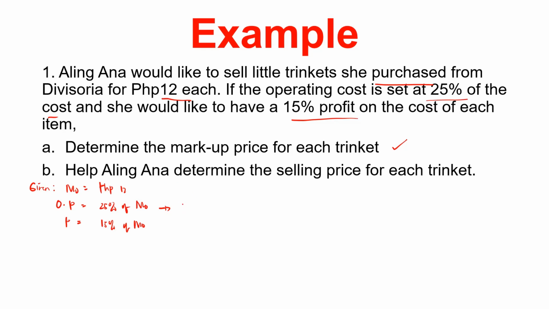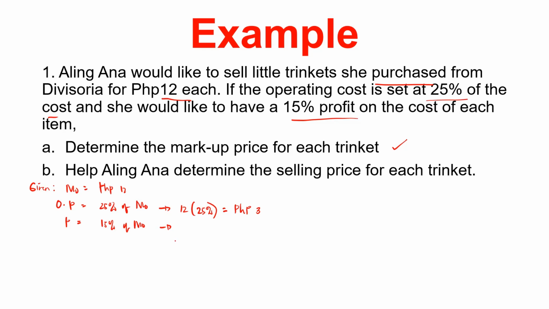Okay? So, we just have to multiply 25% or 0.25 sa 12 and we will get 3 pesos. So, 3 pesos yung operating cost niya. So, now, for us to get the profit, people, okay, I just want to clarify this one also. When we say profit, it is the earn after the cost price and the operating cost are being computed.